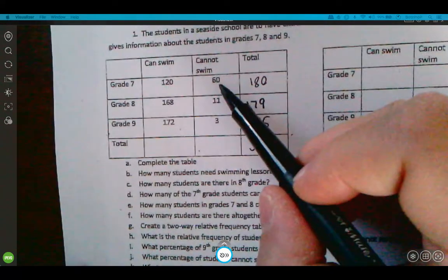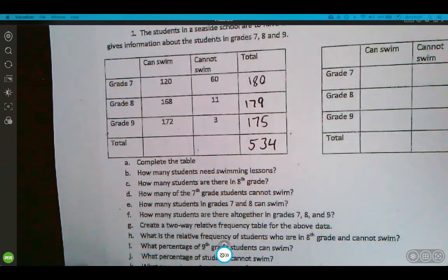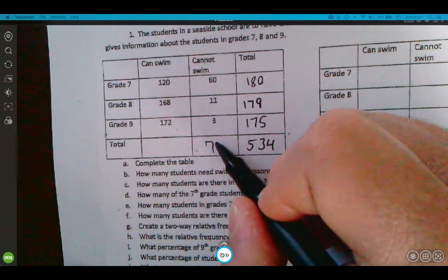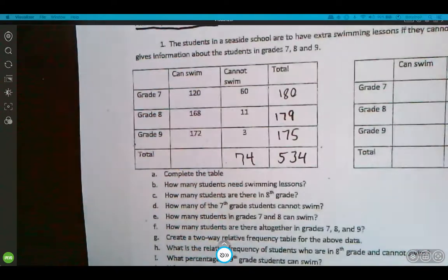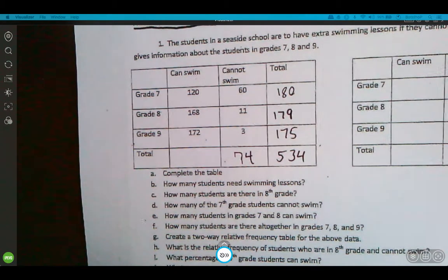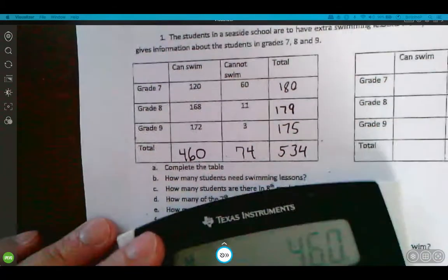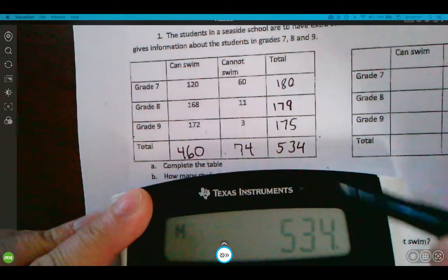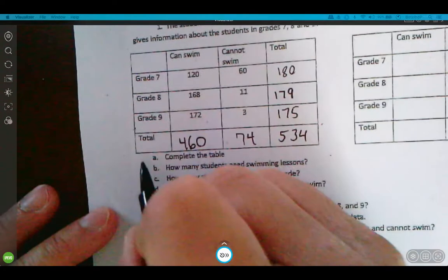To get this column totaled up, 60 plus 11, I can do that mentally, is 71, plus 3 is 74. Now, if I'm doing this right, this plus this should equal this. So I'll add 120 plus 168 plus 172. It's 460. Let me double check in my calculator that 460 plus 74 is 534. So I know I did that part correctly. There is question A done.